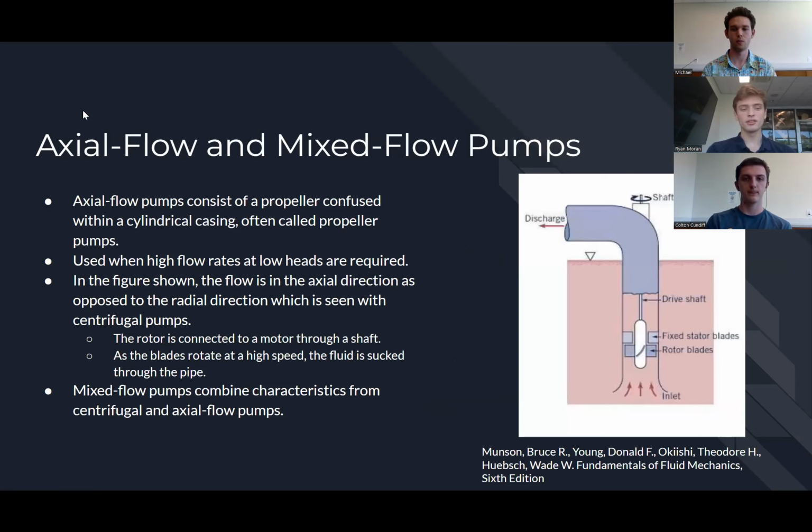And now moving on to axial and mixed flow pumps. So axial flow pumps consist of a propeller confined within a cylindrical casing, often called propeller pumps. This is used when high flow rates at low heads are required, which is difficult for centrifugal pumps. For example, in the figure shown, the flow is in the axial direction as opposed to the radial direction, which is seen with centrifugal pumps.